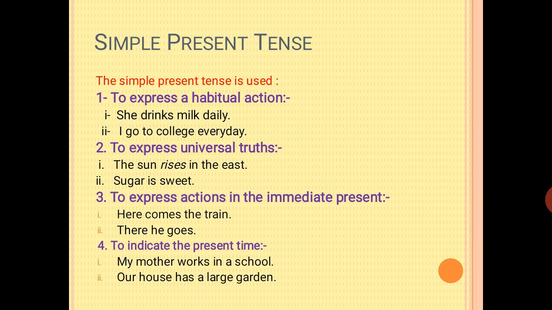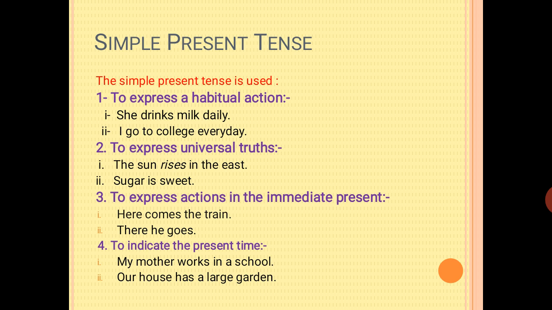The third point is that simple present tense is used to express action in the immediate present. Here comes the train. There he goes. The train has just come and he has just gone. Such actions are expressed in this tense.